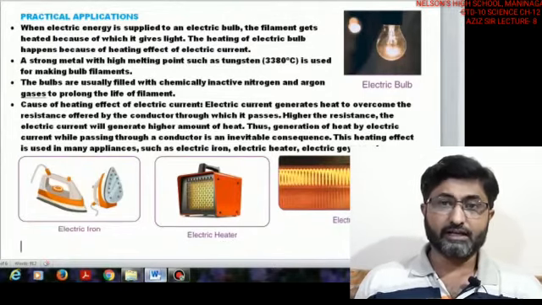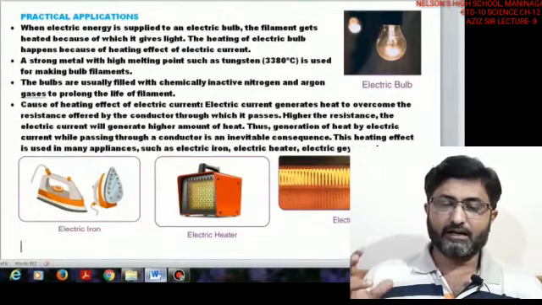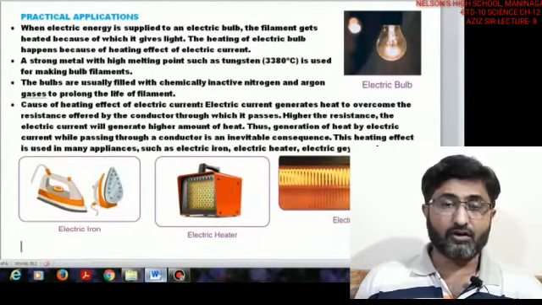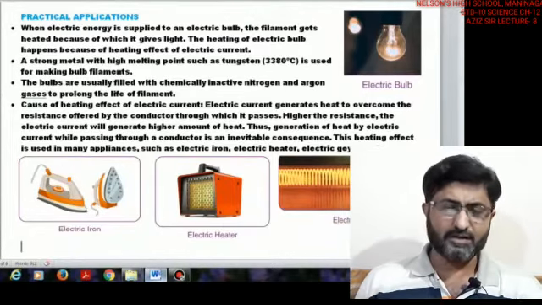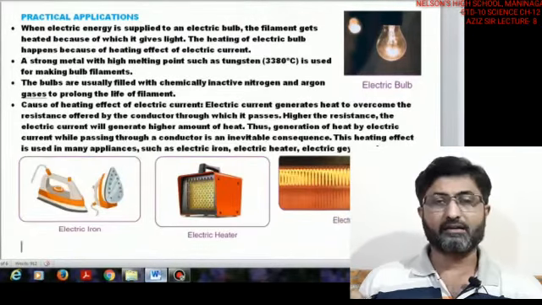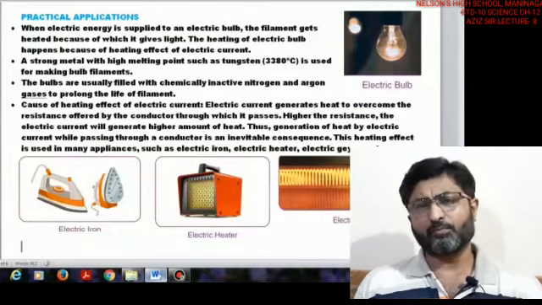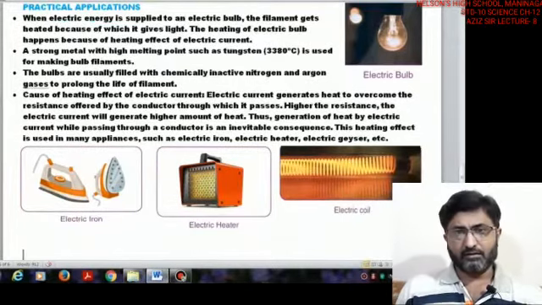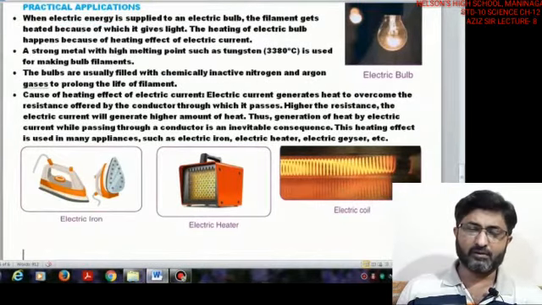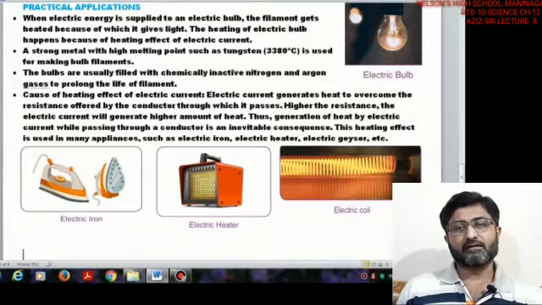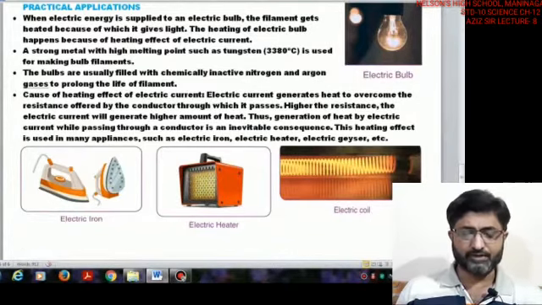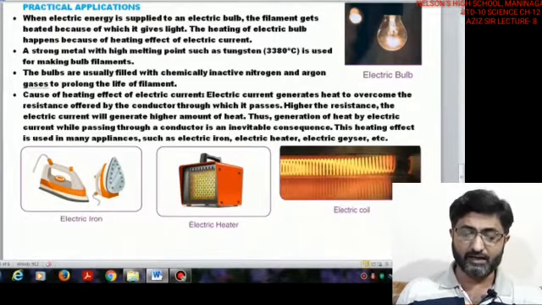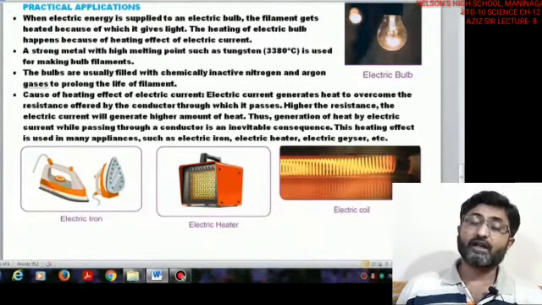So, the heat energy that is working here, the bulb filament is getting heated because it is made up of a higher melting point substance, like tungsten. Actually it is not pure tungsten, it is tungsten with carbon. Tungsten's chemical symbol is W, and added with carbon it turns out to be WC. Here they have given it as tungsten. Tungsten's melting point is 3380 degrees Celsius, which is very high.